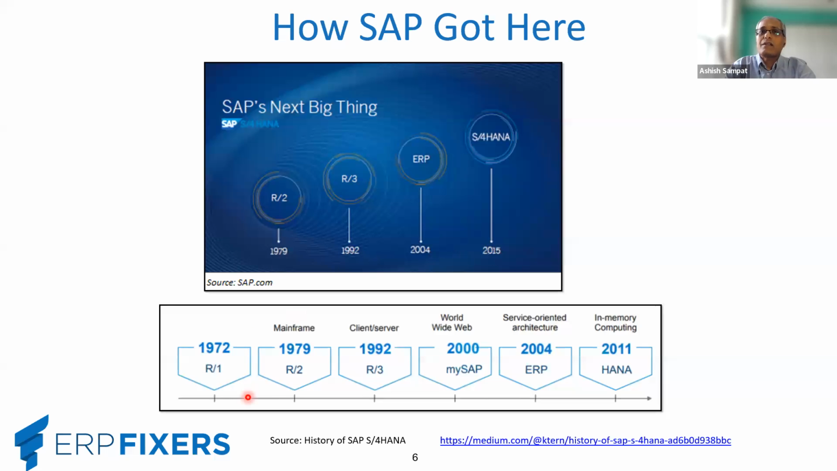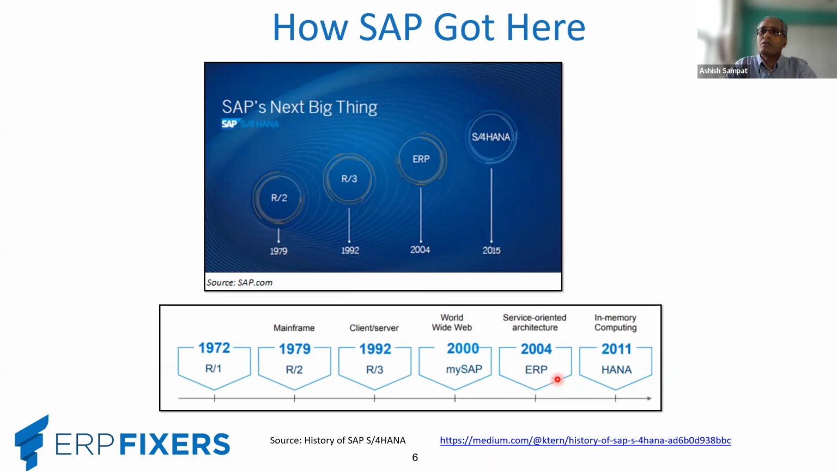But if one were to look at a detailed timeline, even before R2, what happened? Back in 72, when R1 was introduced, R1 was a real-time single-tier architecture. So we are talking about 5 decades of history and evolution. R2 was on mainframe, real-time 2-tier architecture, then real-time 3-tier architecture on the client-server base was introduced in 92. And then once the World Wide Web, the .com era came, SAP also shifted to mysap.com. I think many of the practitioners may remember that.